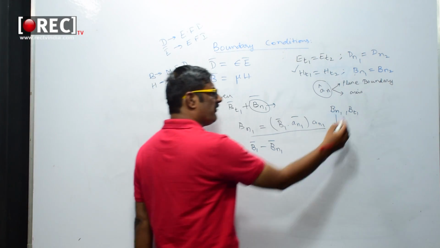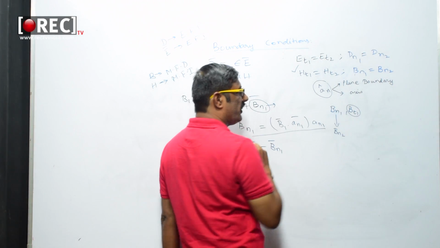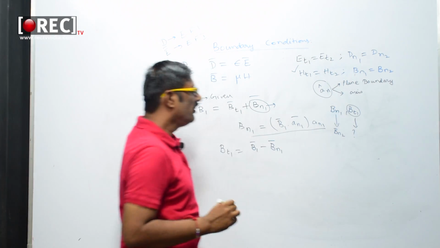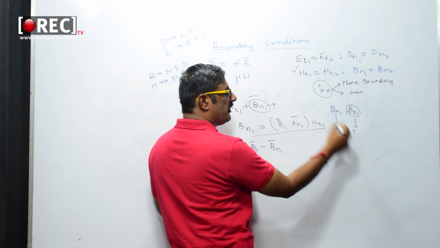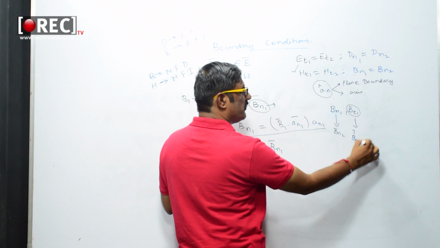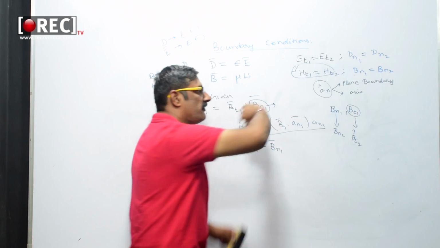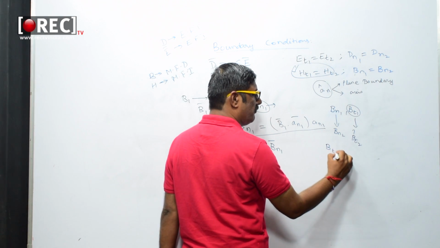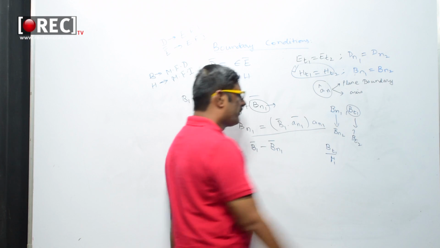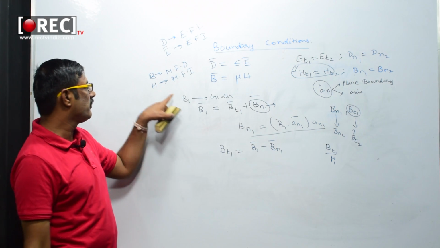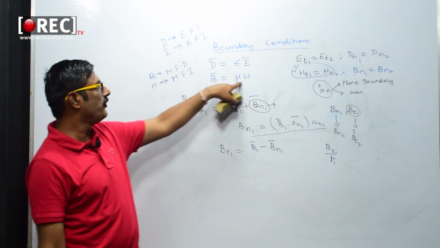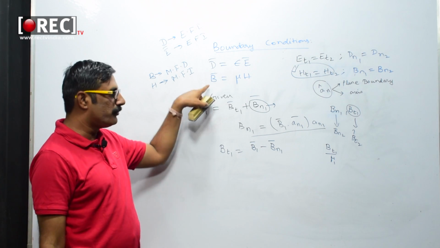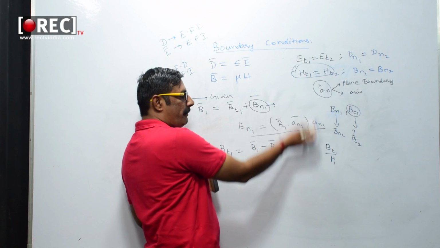And coming to Bt1, if I know Bt1, how can I determine Bt2? So from this, how to determine Bt2? For determining Bt2, I'll go with this equation: Ht1 is equal to Ht2. Now Ht1, I can replace it with Bt1 by mu1. How can I replace it here? Because B equals mu into H. So if I know B, then H is nothing but B by mu. So I can replace H with B by mu.